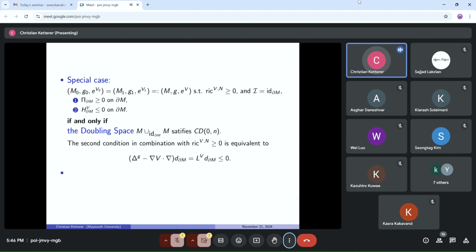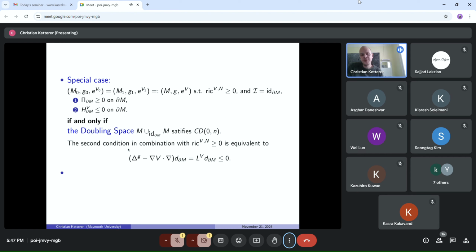So one special case is when you just have one Riemannian manifold with boundary and Bakry-Emery Ricci curvature bounded from below. Then you can glue two copies of the same manifold together, and this is the doubling space. And these two conditions reduce to non-negativity of the mean curvature on the boundary. And these conditions hold if and only if the doubling space is a CD(0,N) space, where I restrict myself here to zero curvature bounds.